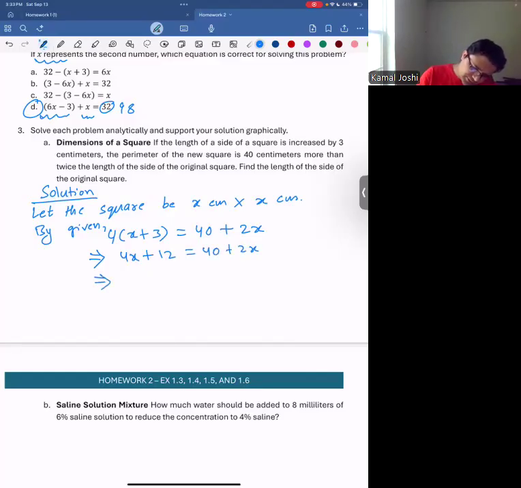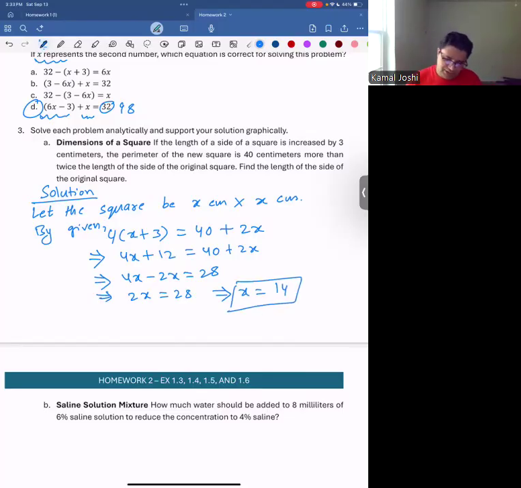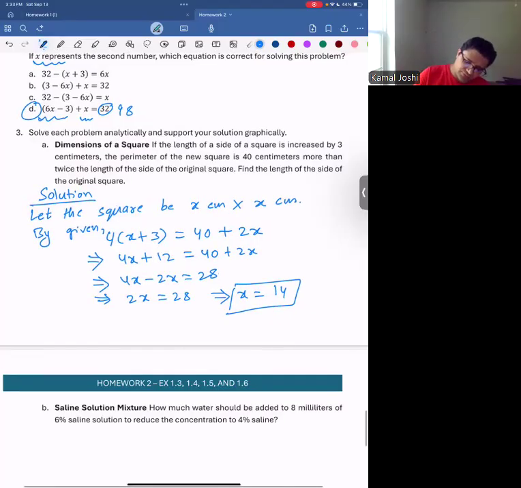Oh, is it the same question? I don't know. I'm remembering now. Yes, it is the same question. Funny thing. You can check the notes as well. We did it earlier. Find the length of the side of the original square, which will be 14 centimeters.